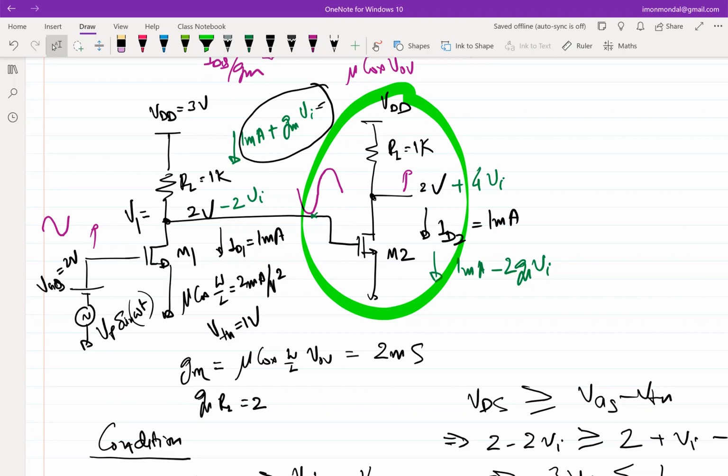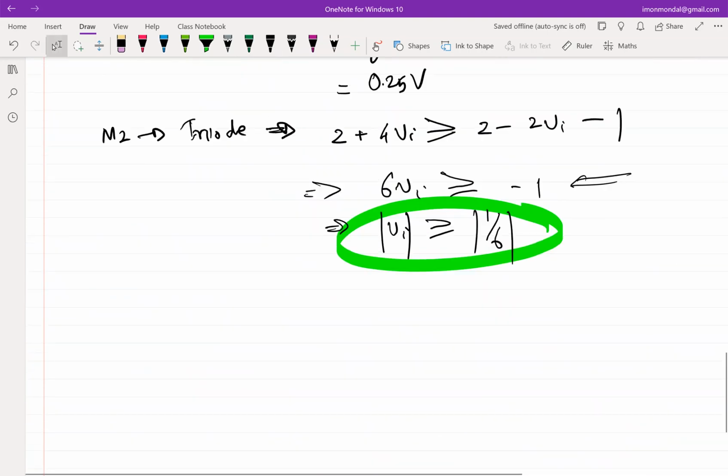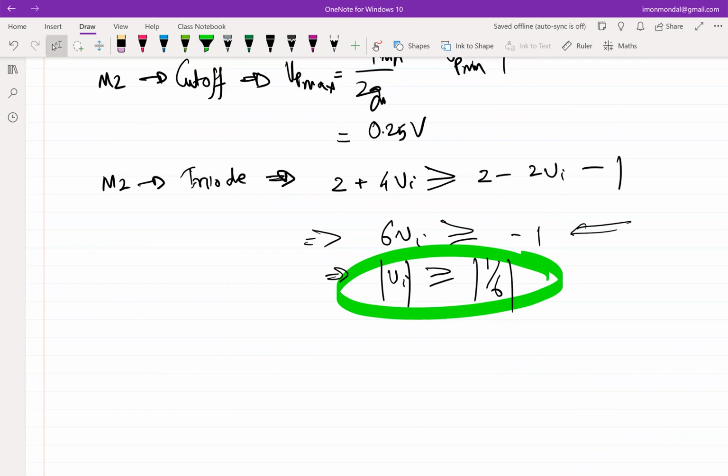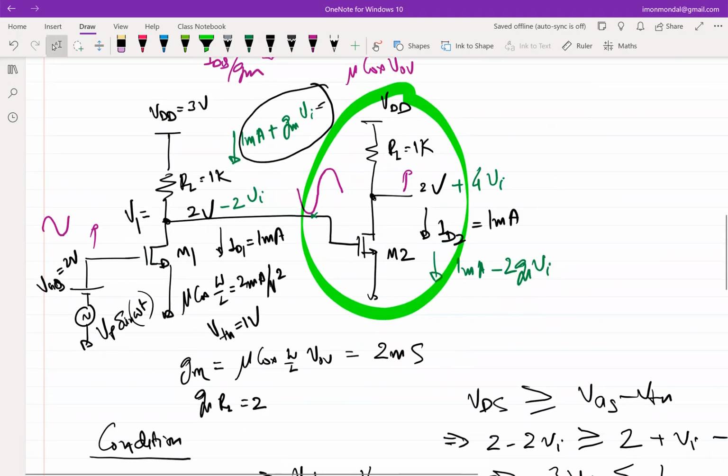So therein lies a clarification, not in the condition, but in the maths of it. So I wrote it here like this. But actually, under what condition of VI, that is VI going up or VI going down, is this getting into triode? So when is M2 getting into triode? When VI is going high or VI is going low?